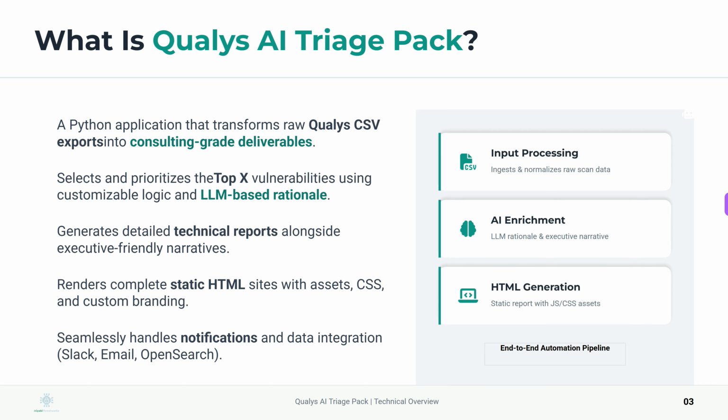After that, we render a complete static HTML report site, including assets, CSS, and custom branding. This is key for consultants and internal security teams because it becomes offline friendly and portable. You can ship it to a client, store it as an artifact, attach it to tickets, present it in a meeting, or archive it for audit purposes without requiring live access to Qualys or dashboards during the conversation.